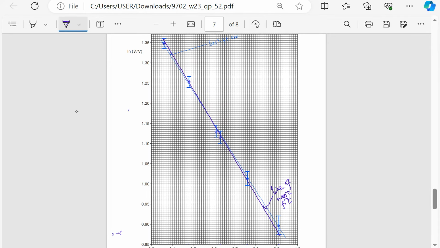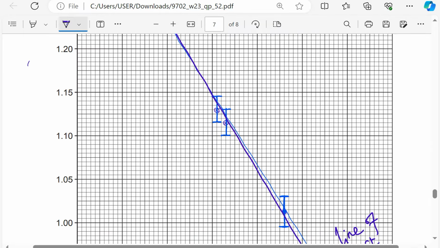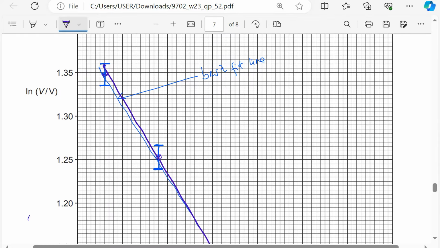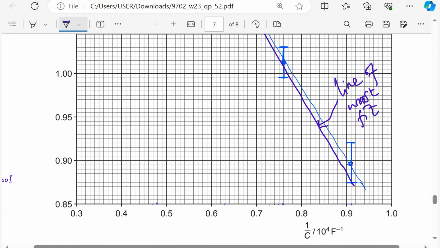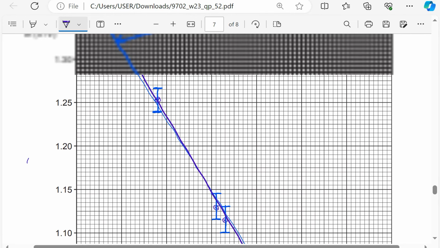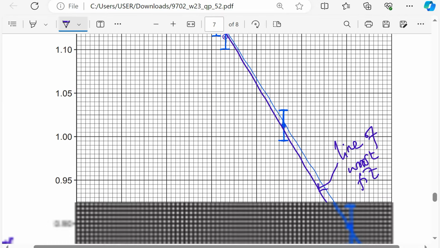Okay, so I have to increase this now. I have joined the top. My aim was to join here, the top of the top error bar to the bottom of the bottom error bar. And you notice that all the vertical error bars are being crossed by this line. That is the steepest line. The shallowest line will be the bottom of the top error bar to the top of the bottom error bar.